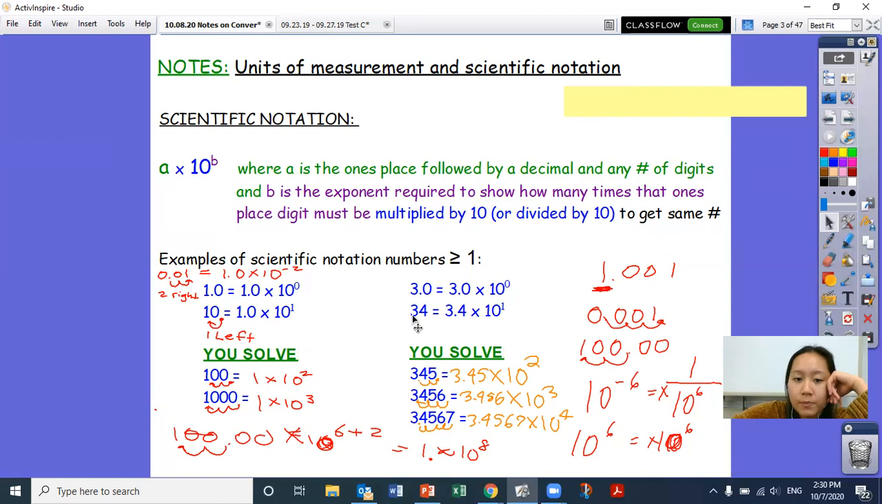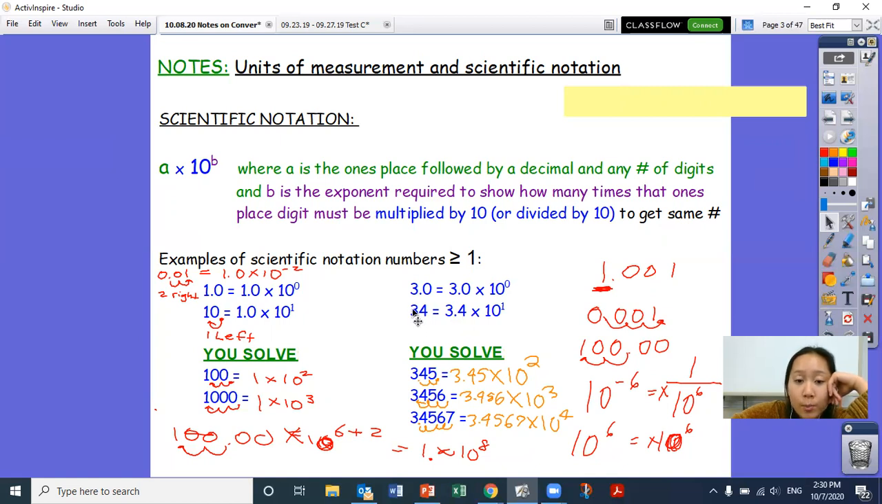Here we have 34. So originally the decimal is hidden behind the 4, and we don't use it because it's behind a number that is whole, and there is no decimal number behind it. So it's still here technically, we just don't have to write it out. So we're going to move it 1 time over behind the first non-zero number, and that is 3. So we're going to have 3.4.